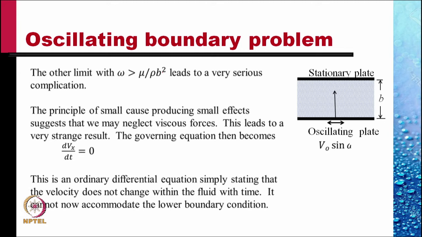This leads to a very strange result, because if we neglect the viscous forces, the only term left in the governing equation is the unsteady term, which is del Vx by del t, and that would become del Vx by del t is equal to 0, because all other terms have been neglected. This is an ordinary differential equation, simply stating that the velocity does not change within the fluid with time. And if the velocity does not change with time, how can it accommodate the lower no-slip boundary condition, that the velocity of the fluid must be the same as the velocity of the oscillating plate at any given instant? It cannot. So, something breaks down.